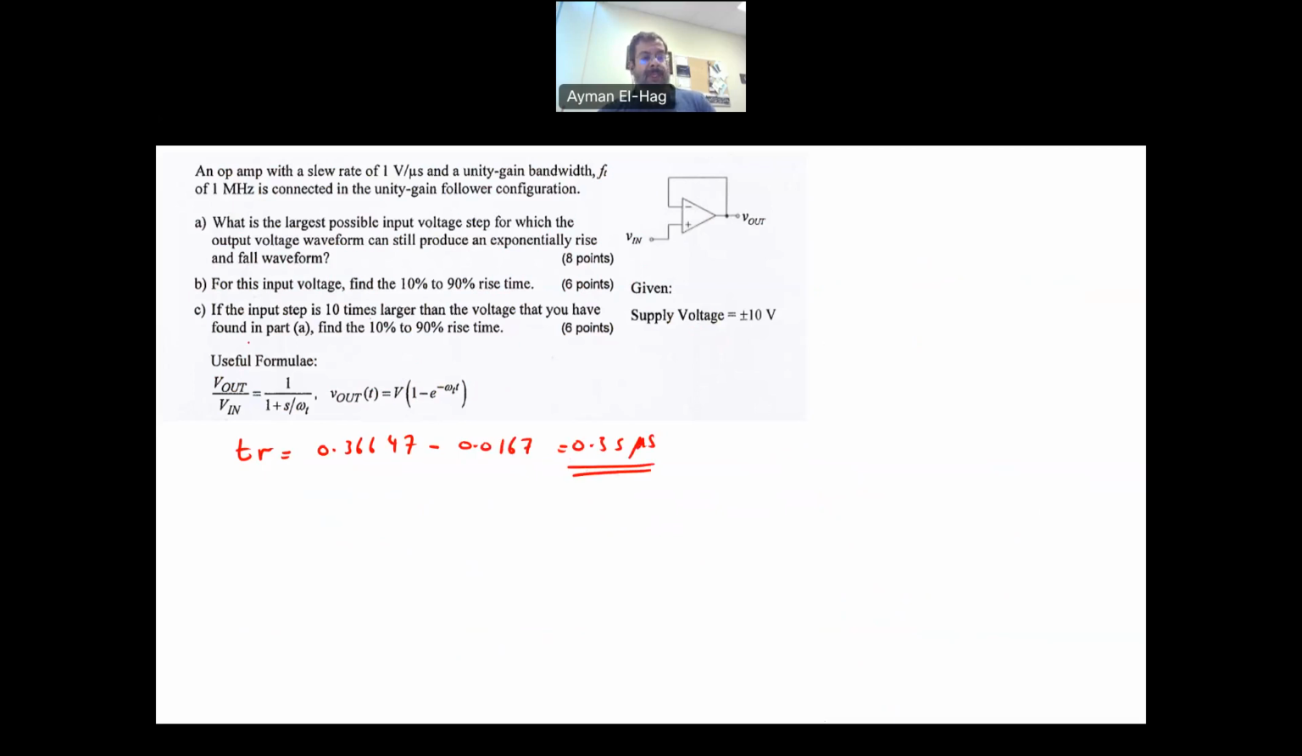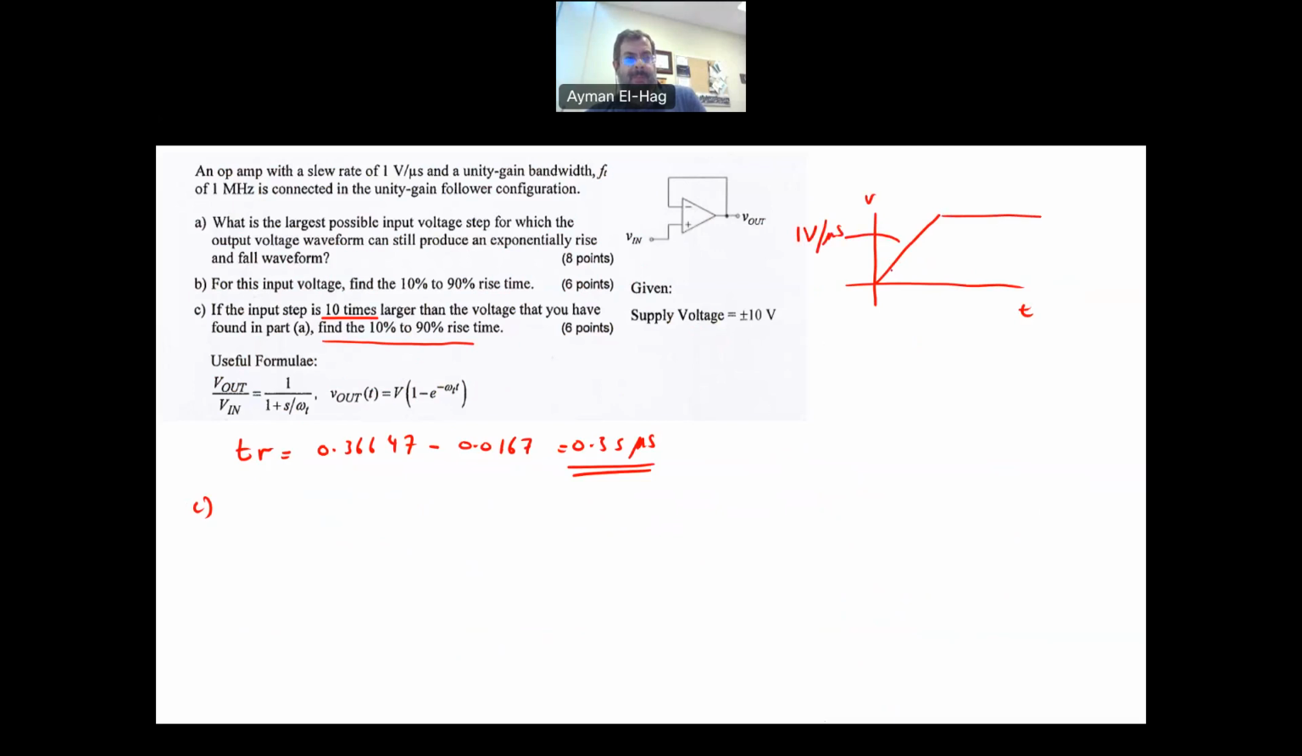Now, in part C, if the input step is 10 times larger than the voltage that we have found in A, find the rise time between 10 to 90%. Now, in this part, the signal does not follow the exponential anymore, but is a linear function like this. And this linear function, this is the slew rate. I know it. This is 1 V per microsecond. This is the time, this is the voltage. So this is your slope.